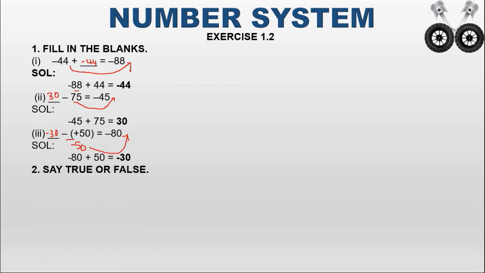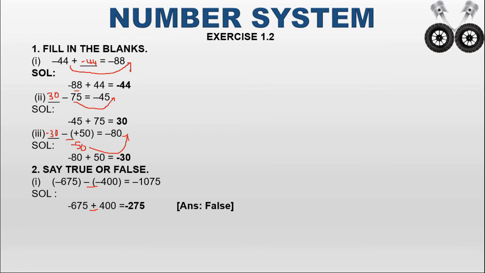Next question, say true or false. Minus 675 minus within a bracket minus 400 equals minus 1075. So whenever we subtract the two integers we get the answer as minus 1075. We will check whether the condition is true or false. Here we have two operators next to each other, so we have to change the sign. Minus into minus, both have the same sign, so we put the positive sign. So minus 675 plus 400 equals.